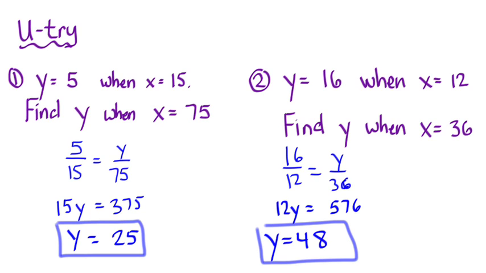How did you do? Okay, we're also going to be going through 4-6 today, which talks about slope-intercept form, or we all like to call it y equals mx plus b.